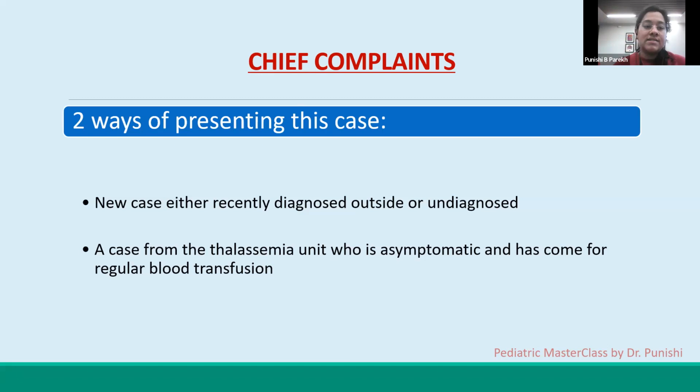Or on the other hand, like I said, the first type, which is a new case, you will have to ask for history, examination, and then come to your diagnosis. So the second one is a lot easier because you know what you're dealing with. So we are going to be stressing on the first type, as to how you actually approach a new case with anemia and hepatosplenomegaly.